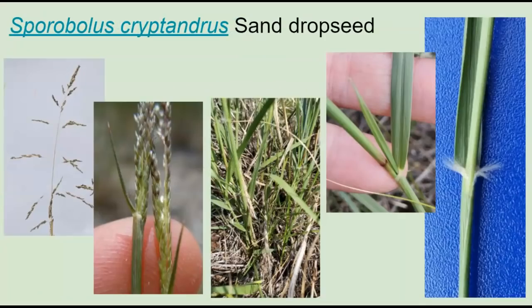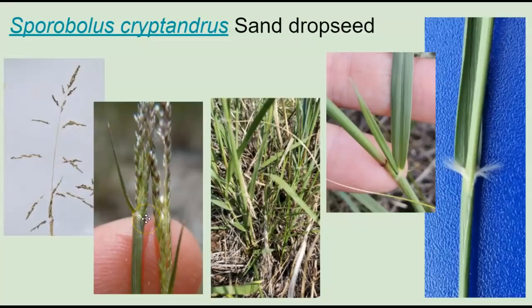Okay, just a few more. Now we have the sand dropseed. We haven't seen an open panicle since we were talking about the Indian ricegrass, but here we have the open panicle. What we find is that there are more florets per stem. With the Indian ricegrass, each pedicel ends in a single seed, and here we're seeing more florets on the panicle.